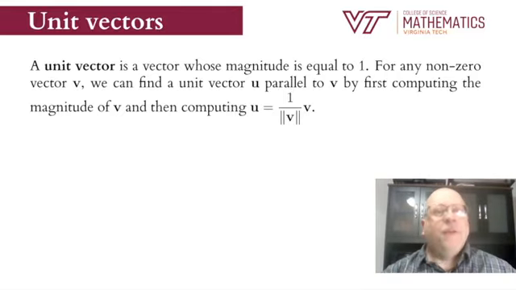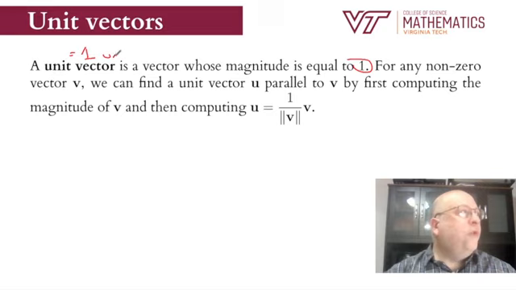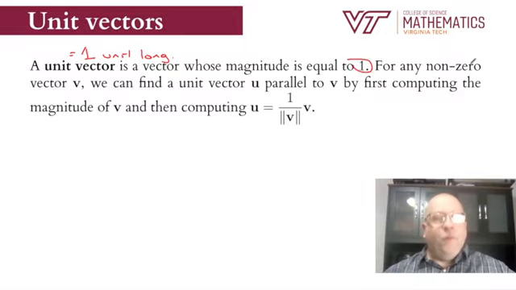A unit vector, when we use the word unit here, we mean that the vector is exactly 1 unit long. So a unit vector is 1 unit long. And if I have a vector that's not a unit vector, as long as it's not 0, because we can't divide by 0, but as long as it's not a 0 vector, we can turn it into a unit vector by finding the length of the vector, dividing by that length, and then scaling the vector by that amount.